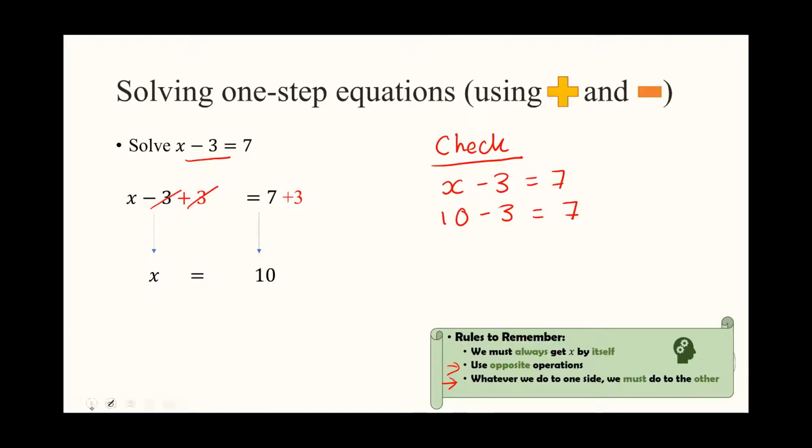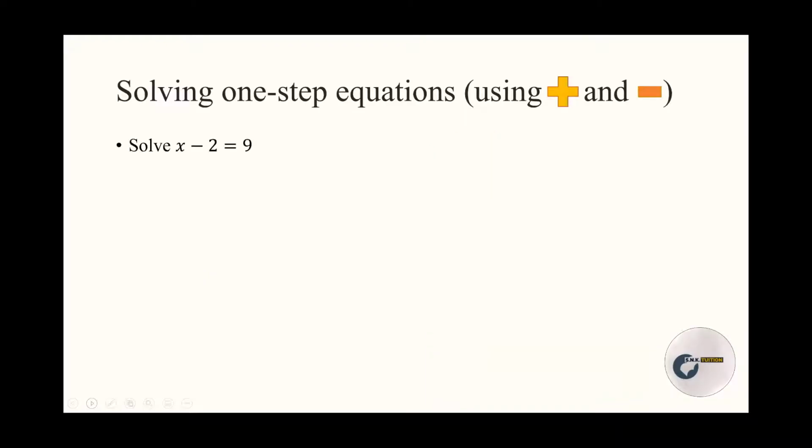So I'd now like you to pause the video and try this one for yourself. Okay, so we have solve x minus 2 equals 9. So I know that I want to get x by itself, and to do this, I'm also going to use a different colour to make it clear. Use the opposite operation. So I now have to add 2, and I must remember that I will do it to both sides of the equation.